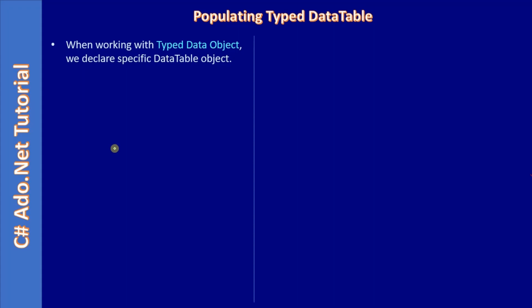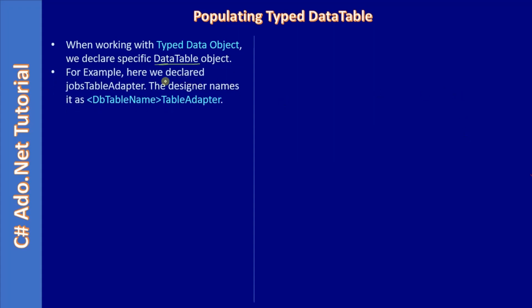When working with the typed data object, we declare a specific data table. That means we already generated the typed objects for the jobs table, right? So we will be getting a specific data table object for the jobs, or to access the jobs database table.